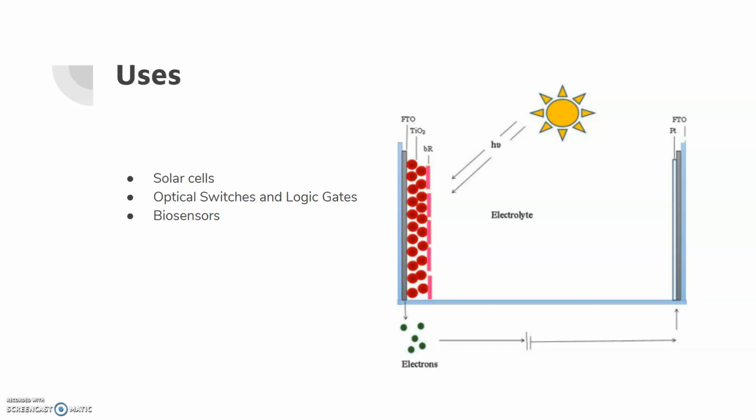So I think that's actually a pretty cool application of this, because you can use proteins in making electricity. But also you can use them as optical switches and logic gates because of the way they handle protons. You can also use them as biosensors.